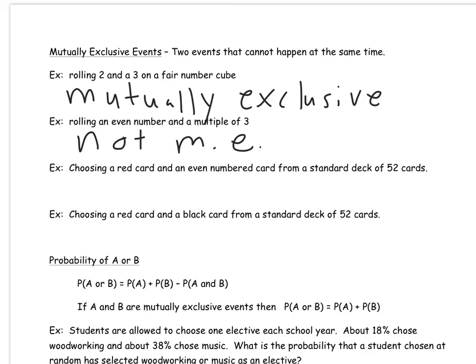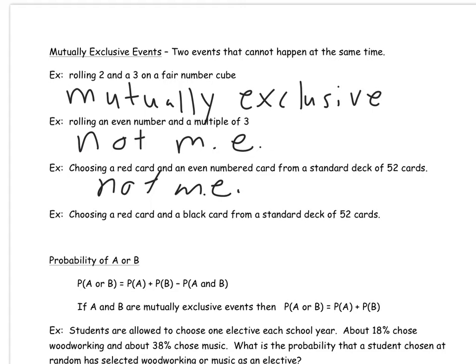Choosing a red card and an even numbered card from a standard deck of 52 cards. So remember, mutually exclusive means they can't happen at the same time. So can I choose a red card and an even numbered card? No. That is not mutually exclusive. It's real easy to pick a 2 of hearts or a 4 of diamonds.